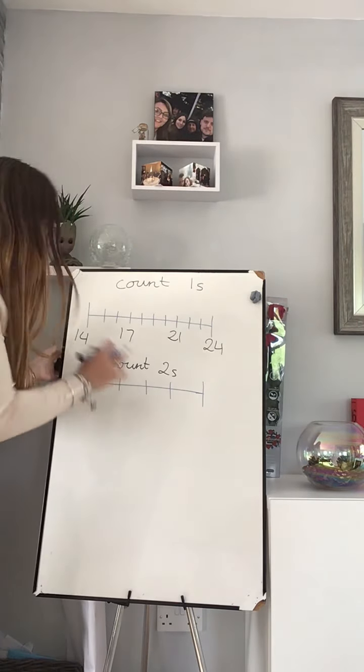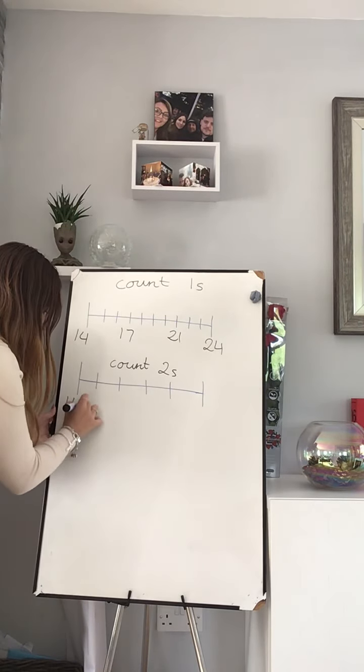Let's do another one. Let's copy the 14. If I'm counting in twos, where will I land? Have a good think. 24. What number then is there? Count. 14, we're counting in twos. 16. 20, that's right. 22 and 24, well done.